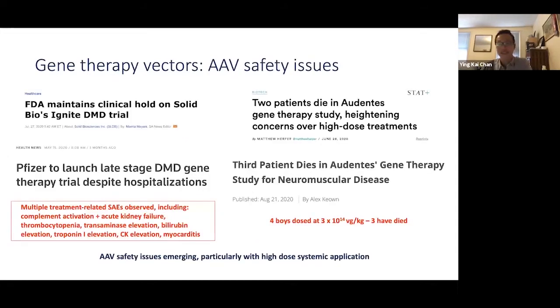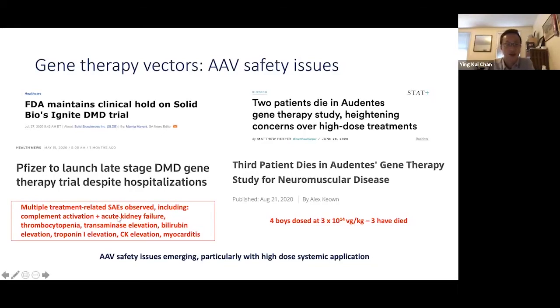However, everything has its limits, and certainly that is the case for AAV as well. Just in the past year, there have been several treatment-related serious adverse events observed for AAV, particularly when it is administered at a high dose intravenously, systemically. For example, on the left, Solid and Pfizer both had patients experience complement activation. That's a kind of innate immune response. And it was accompanied by acute kidney failure. This was for their Duchenne muscular dystrophy trials. Solid has been placed on clinical hold twice now.